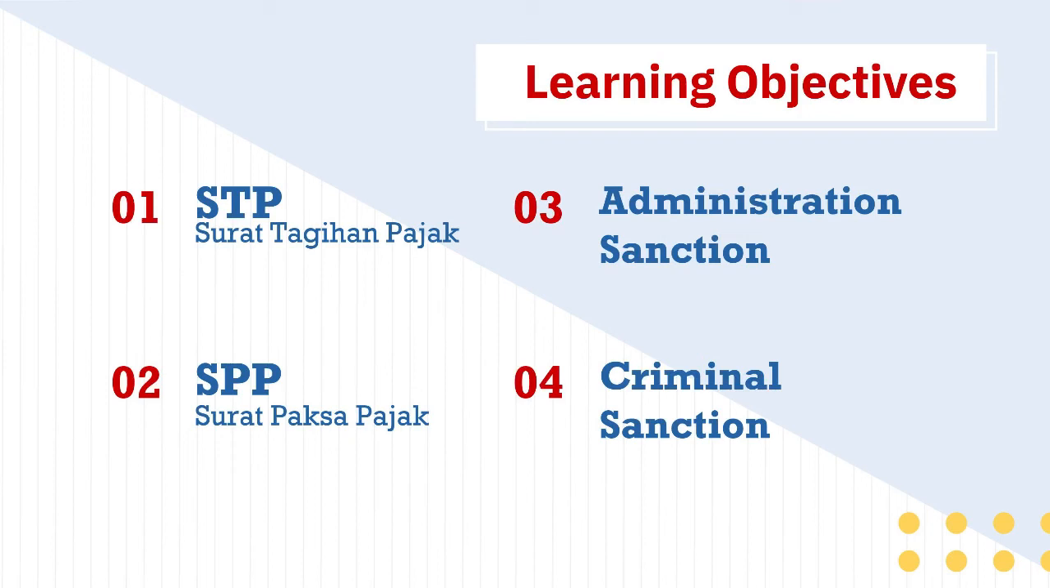And as you can see here, we've got several submaterials that are divided into 4. The first one is STP or Surat Tagihan Pajak, then the tax paperwork or Surat Paksa Pajak, and also administration sanction and criminal sanction. So, let's jump to the material.